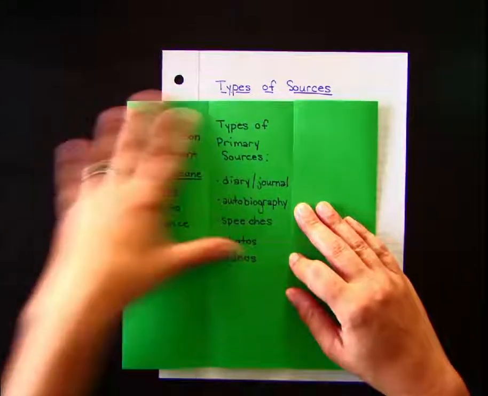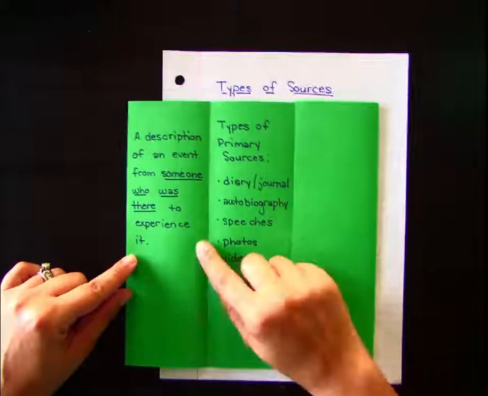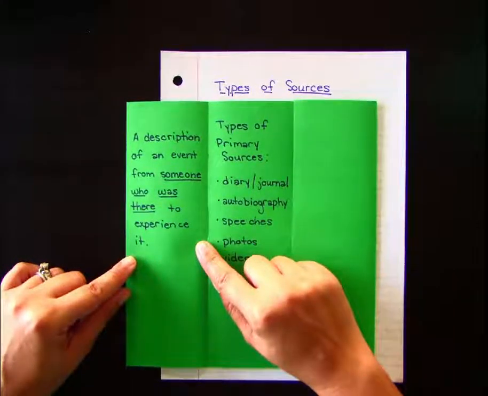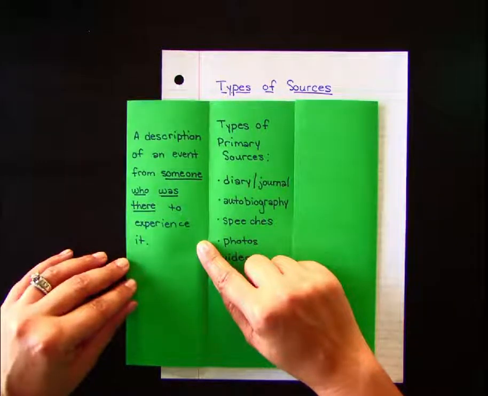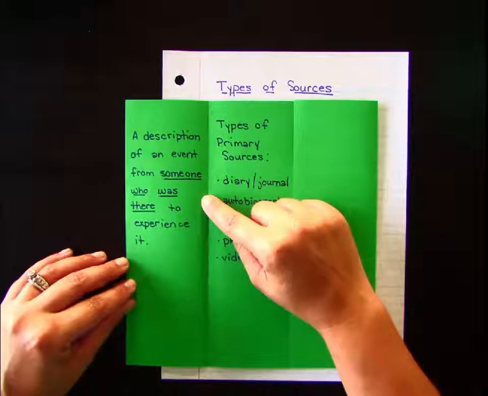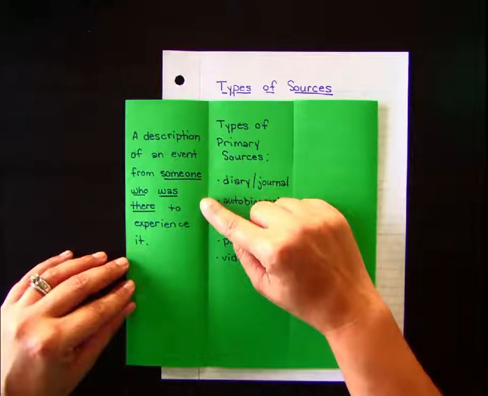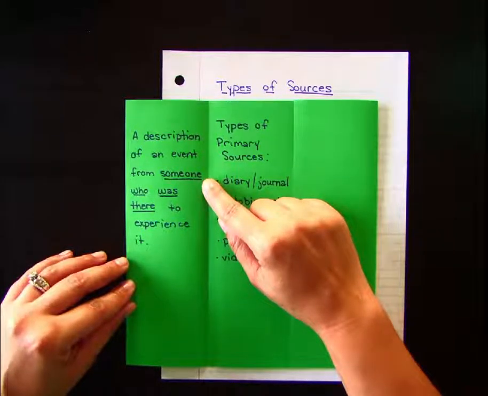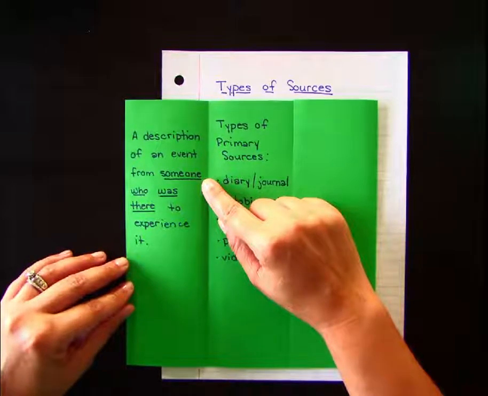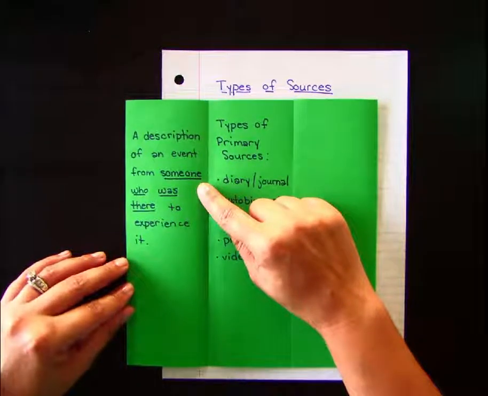So then when you open this up, on the flap, I want you to write what a primary source is. And you can copy this down if you would like, or you can put it into your own words. A primary source is a description of an event from someone who was there to experience it. And I did underline someone who was there because that is very, very important for a primary source. Okay, remember, it's someone who was actually at the event.